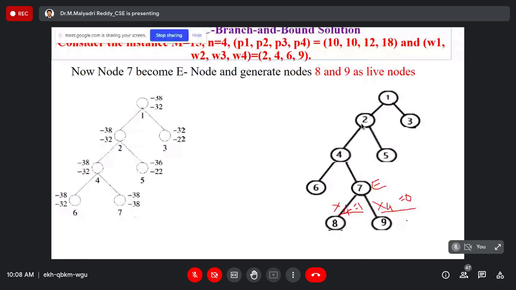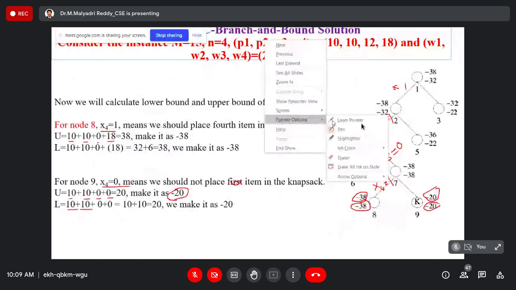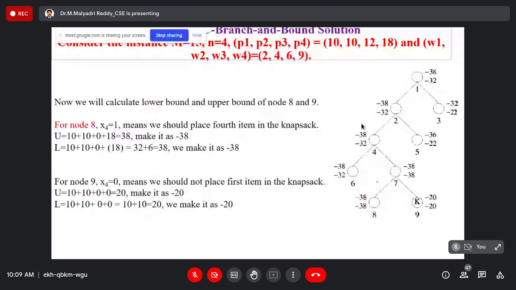Next I have to calculate the boundary functions for 8 and 9. Again I calculate the boundary values of that, minus 38, minus 38, and x4 minus 20, minus 20. So from this, which node do I have to choose? Both differences are 0. It means same values, 8th node and 9th node.